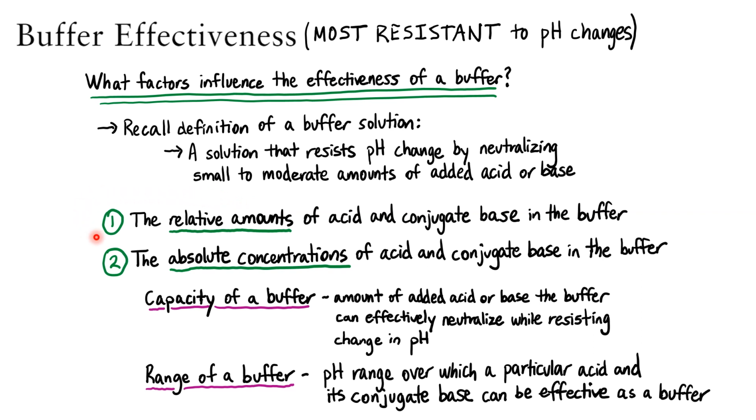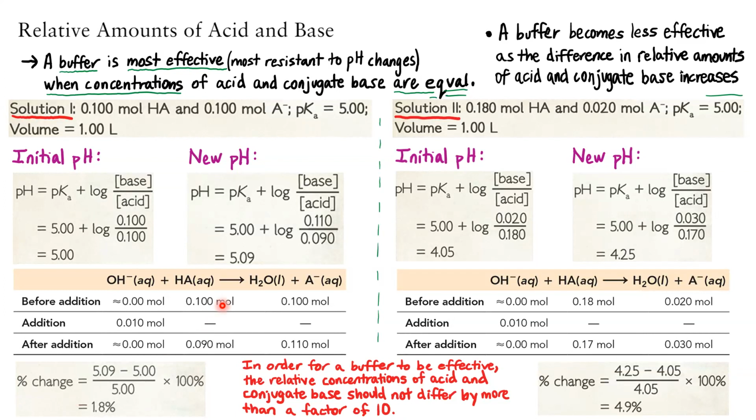So just to point back to the first reason, the relative amounts, we talked about this last time, right? A buffer is most effective, which is most resistant to pH changes, when concentrations of acid and conjugate base are equal. That's the key thing, right? If the relative amounts of the buffer components are equal, you have the most effective buffer, right? You have the best situation.